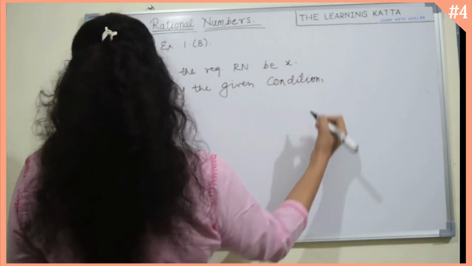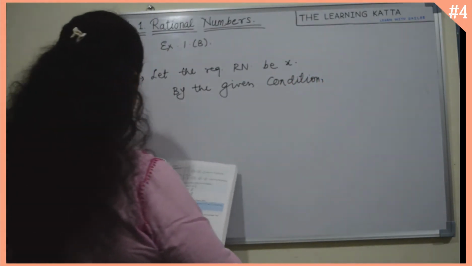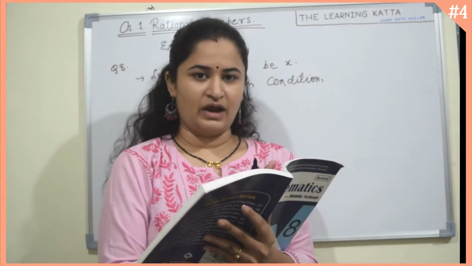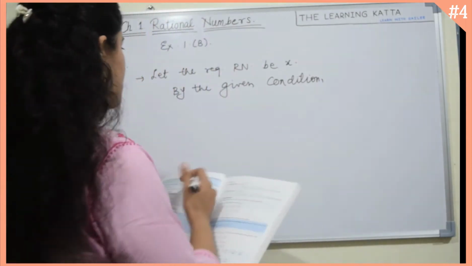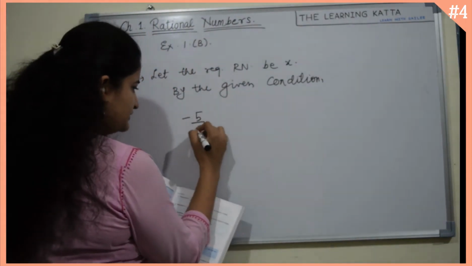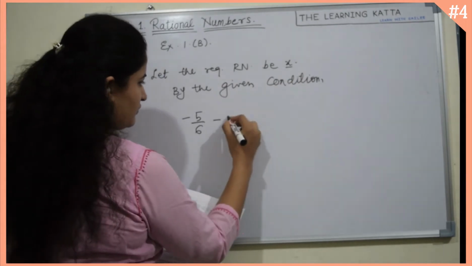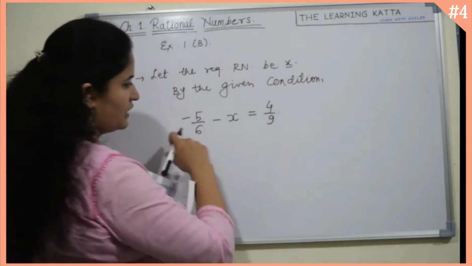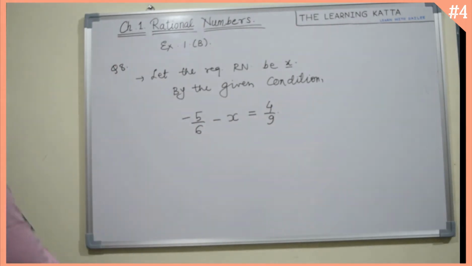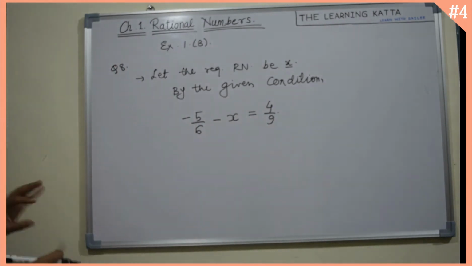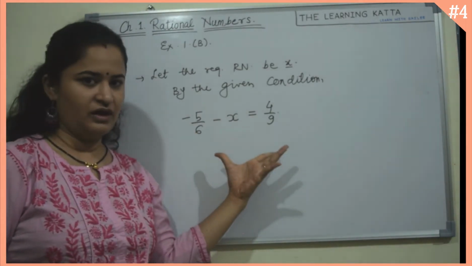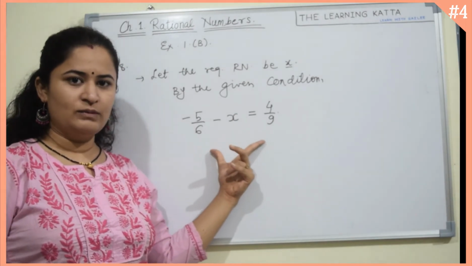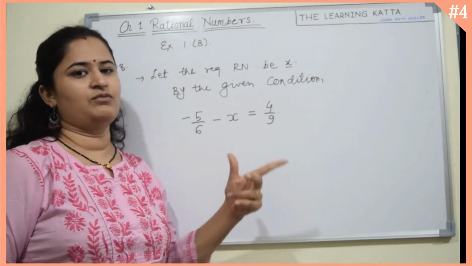So by the given condition. Now the given rational number is minus 5 by 6. But what are they saying? Which number should be subtracted from minus 5 by 6? So minus 5 by 6 will come first. Then we are subtracting the required number to get 4 by 9. That is how you form an equation. So if the equation formed is correct, the answer will be correct. But if this equation is incorrect, the answer will be incorrect. So always re-verify it. Give it 1 or 2 minutes to think and check and then proceed.